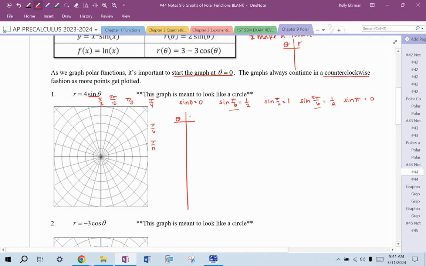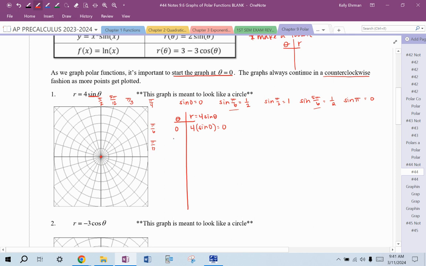We're picking thetas and we're plugging into r equals 4 times sine theta. So we always start at 0. And so r is equal to 4 times the sine of 0. And actually, let me write this out for our notes. So 4 times the sine of 0, which is equal to 0. So our first point is at the origin, 0, 0.